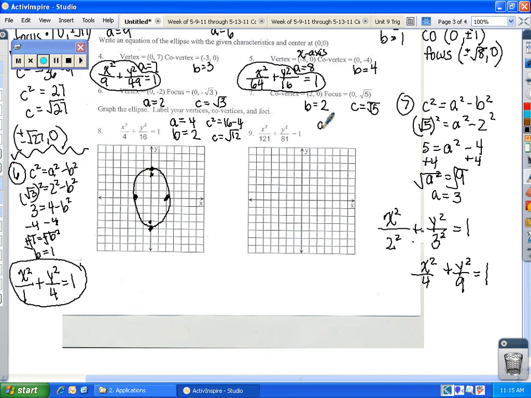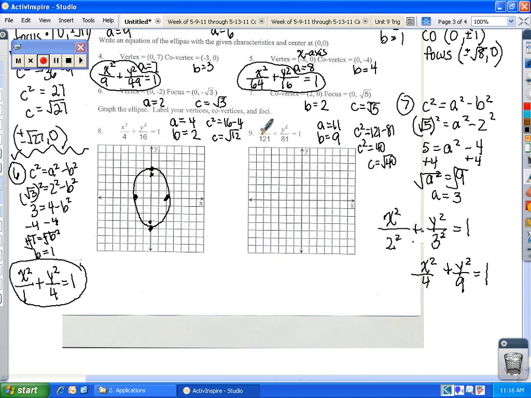Moving over here, again, a is the bigger number, so a is the square root of 121, which is 11. B is the square root of 81, which is 9. And now I'm going to plug it into c squared equals 121 minus 81, which is 40. So c squared equals 40, and c equals the square root of 40, which is about 6.3. So therefore, I'm going to plot 11. I'm going to count by 2s since this only goes up to 7 up and down.